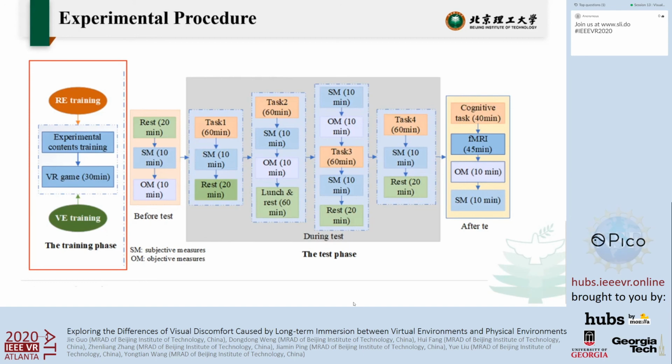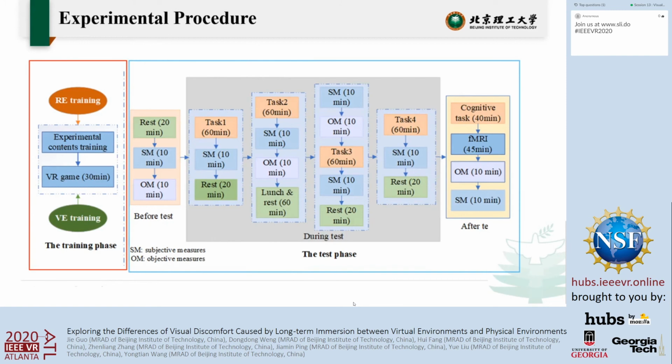And according to the vision stimulus, the test phases include 4 tasks, and each stage lasts 90 minutes, including a 60 minute task, 20 minutes of subjective measurements, and 20 minutes of rest. The picture shows the details of the experiment, and more details about the experiment procedure are shown in our paper.